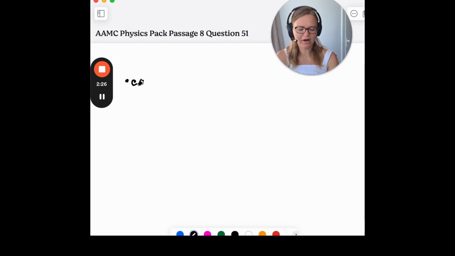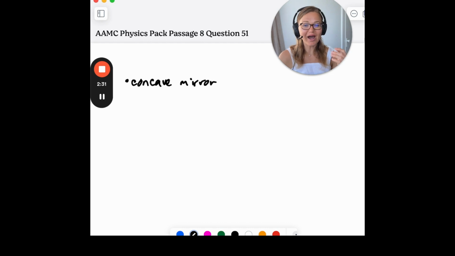So let's start by talking about a concave mirror. Well, how are we going to draw that? Concave, remember, is like a cave. It's going to cave in. So you could draw a concave mirror like this. And is a concave mirror going to converge rays of light or is it going to diverge rays of light? Well, let's think about it.